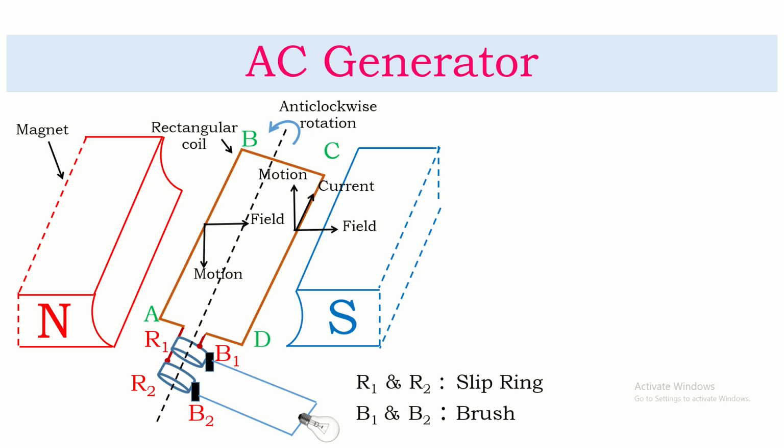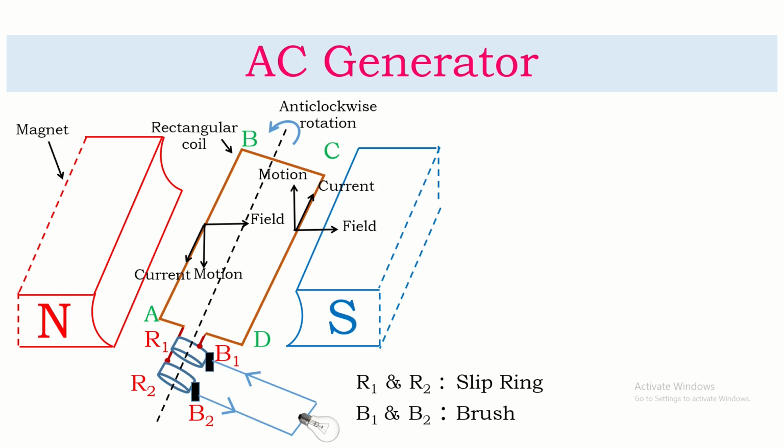And on the other hand, in AB, what happens? According to Fleming's right hand rule, current moves in the direction BA in side AB in half of the rotation. It means the direction of current is DCBA. When it comes to terminal A, certainly terminal A is connected to ring R2. Current comes to R2 and is collected by brush B2, and it flows from B2 to B1. This is the direction of current in half of the rotation of the coil.